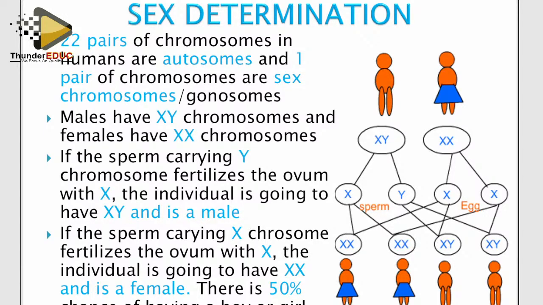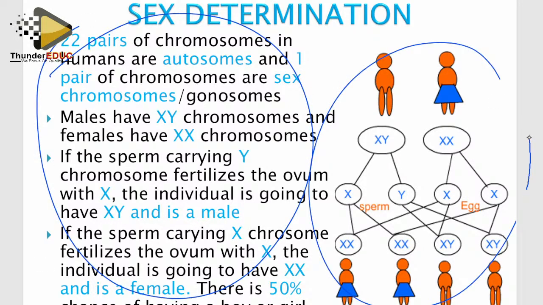When the X of the female ovum is fertilized by the X of the sperm, you produce X and X, which is a female. When the X of the ovum is fertilized by Y of the sperm, it becomes X and Y, which is a male. We have a 50% chance of having kids who are female and a 50% chance of kids who are male. So that is sex determination. They can ask you to describe it in words or in terms of genes or a genetic cross.